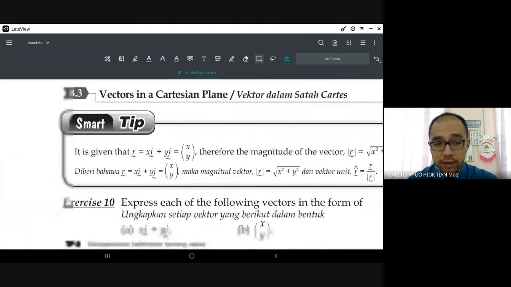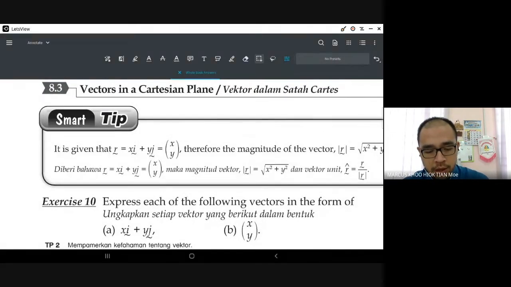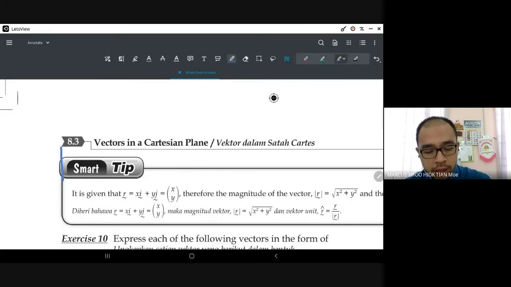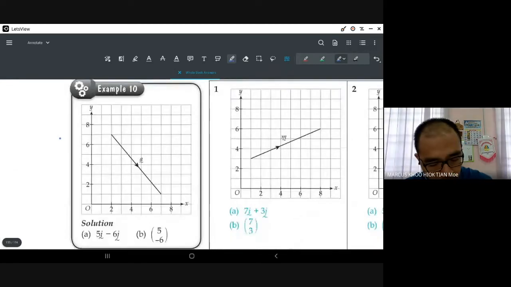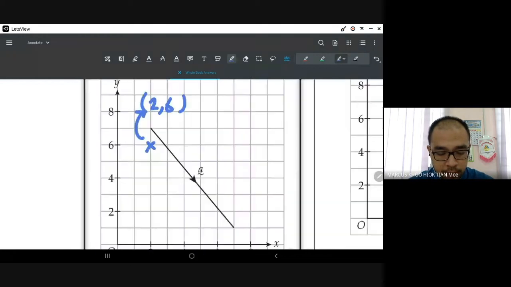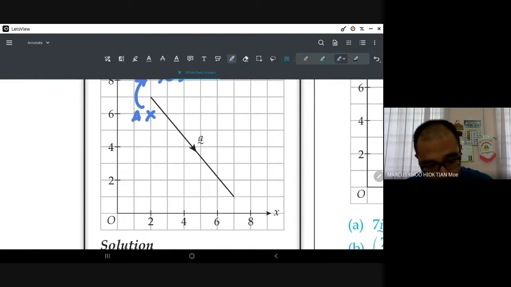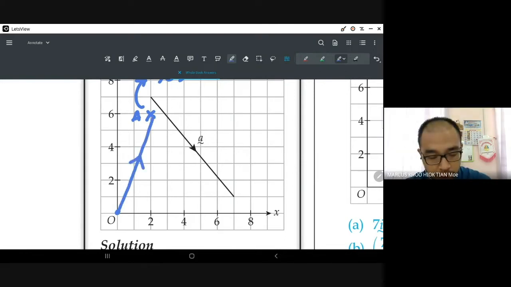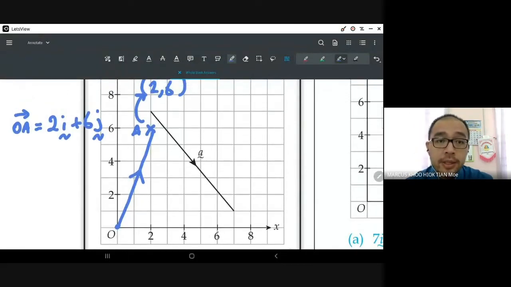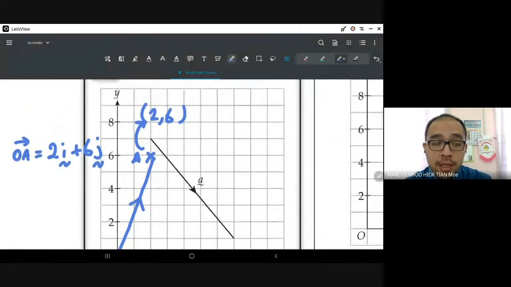First of all, when you are given a coordinate, it's very important for us to know that for any coordinate given, for example, let's say I give you this coordinate, 2 and 6, and let's say this is point A. Let's say I have a vector from the origin all the way to point A. If I give you any coordinate, I can immediately build a vector from there, where I can say that vector OA is equal to 2i plus 6j. Where did I get the 2 and the 6? From this coordinate. I got the 2 and the 6 from the coordinate of 2 and 6.